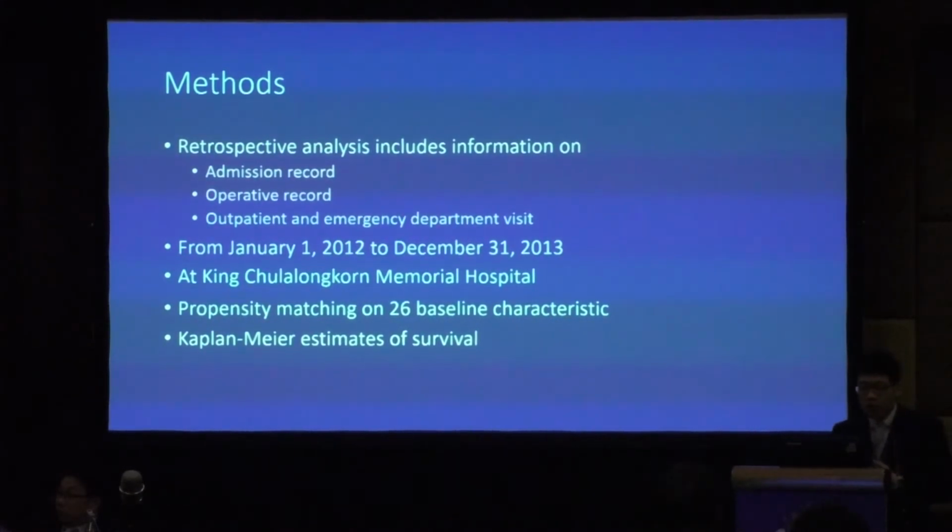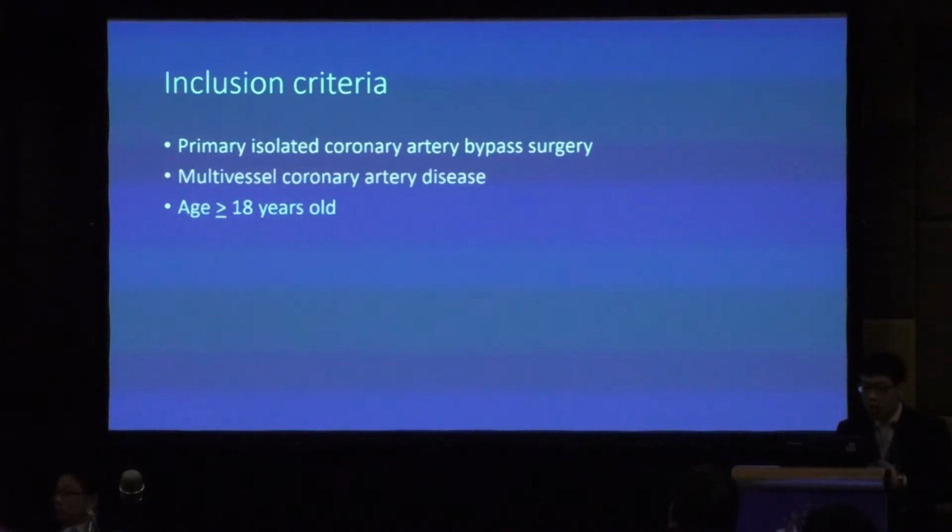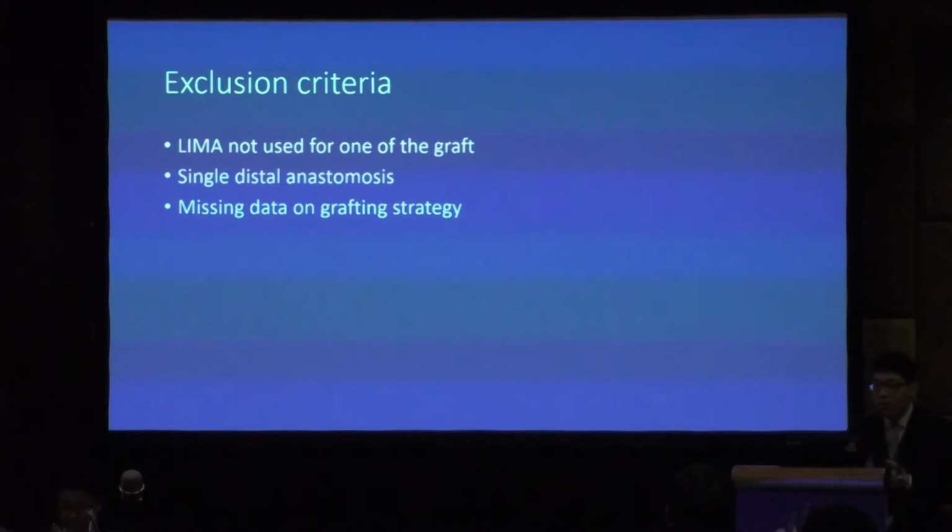Data were extracted from the operative registry, admission records, and outpatient and emergency department visits for long-term follow-up. Propensity matching was used to minimize selection bias, and Kaplan-Meier was used to estimate survival. We included all patients who had primary isolated CABG. All patients in the study must be more than 18 years old at time of surgery. However, we excluded cases where LIMA was not used, single distal anastomosis, and missing data on graft strategy.